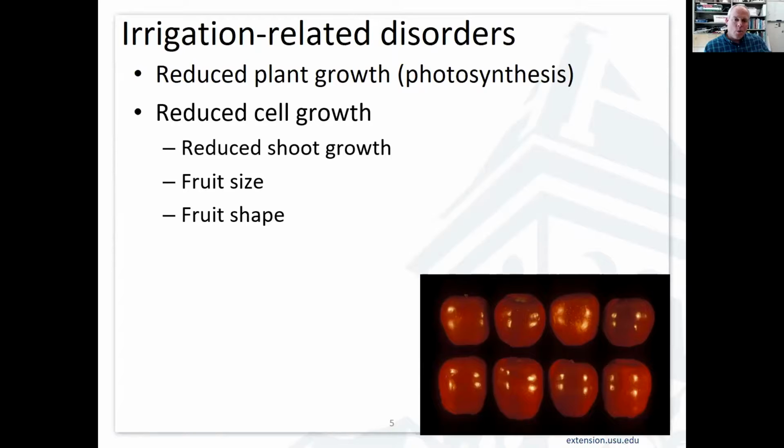And so when you have drought stress during that, particularly that later stage of fruit development, the primary result is that you get smaller fruit than you would have been able to get otherwise.